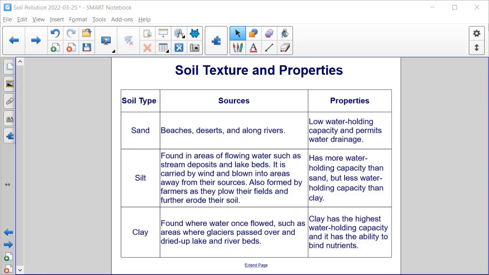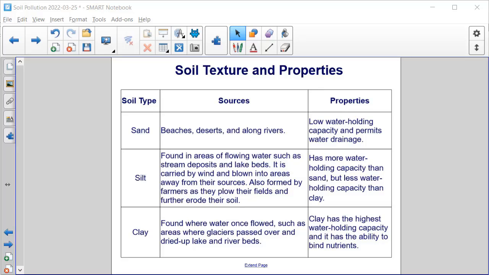Silt is found in areas of flowing water, such as stream deposits and lake beds. It is carried by wind and blown into areas away from their sources, also formed by farmers as they plow their fields and further erode the soil. Silt has more water holding capacity than sand, but less water holding capacity than clay.